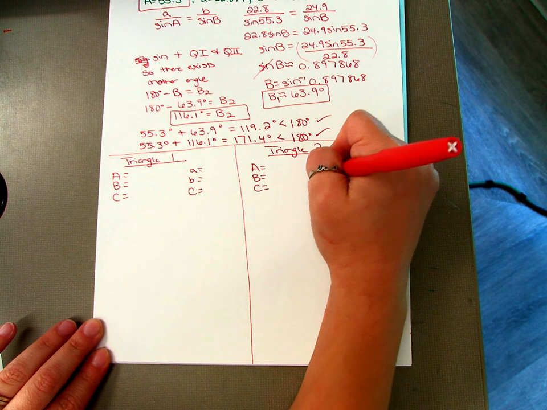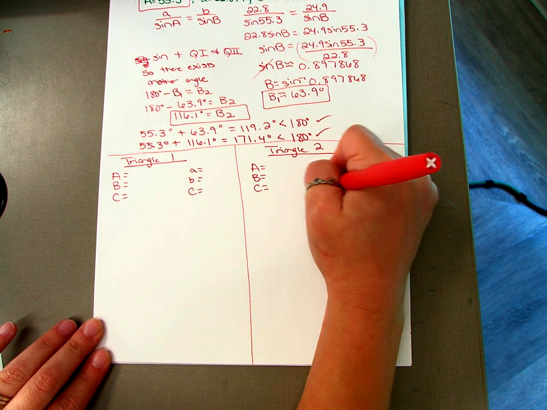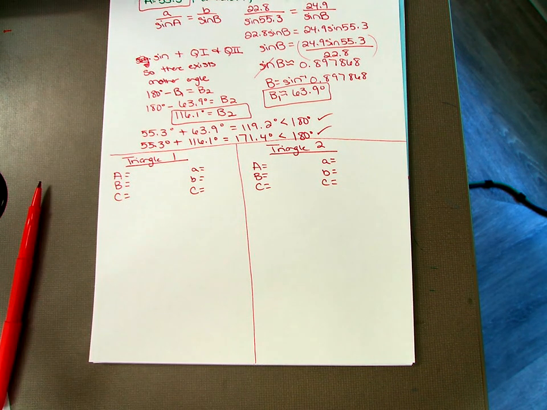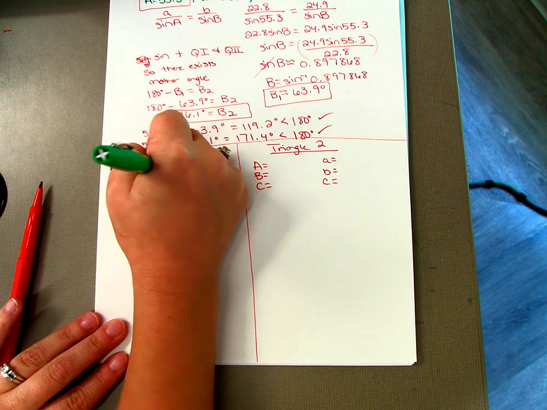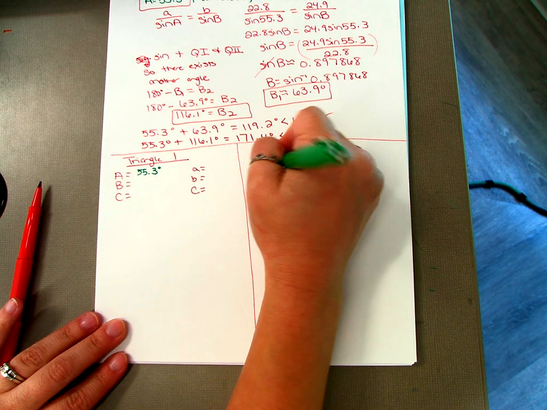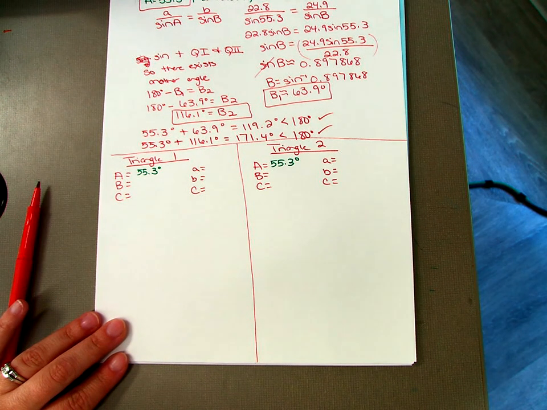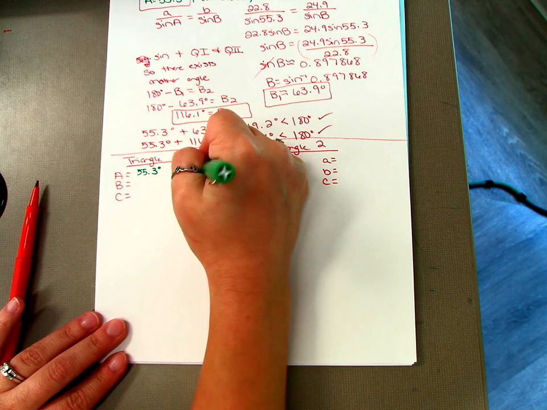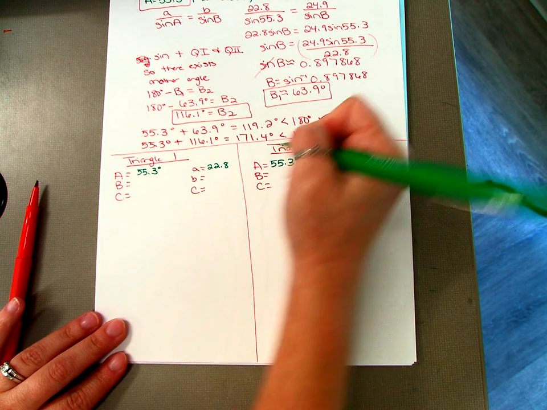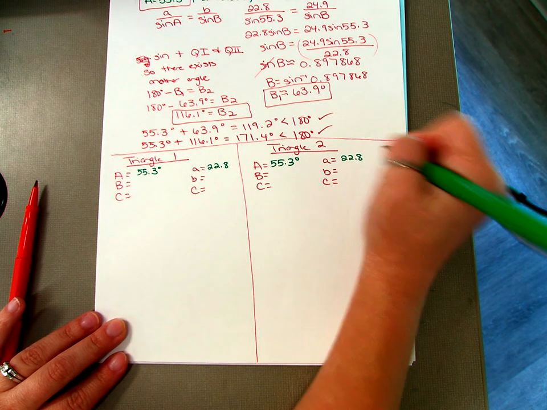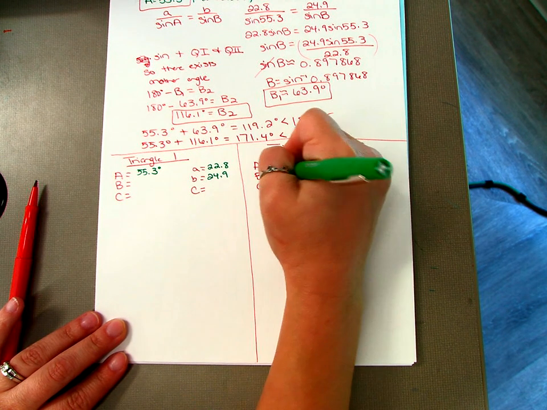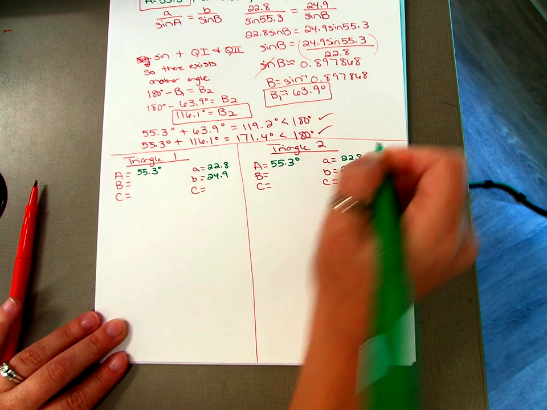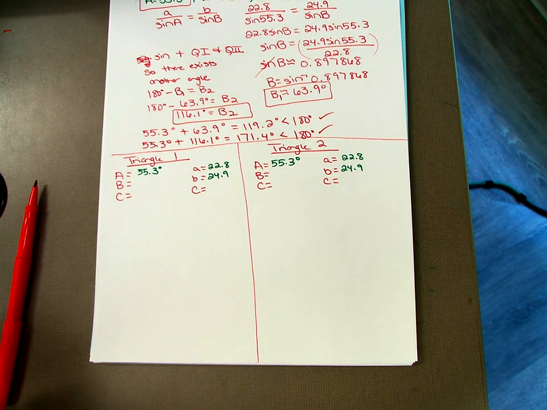And we already know some of this information. Some of it's given to us at the very beginning of the problem. Like angle A is 55.3 degrees. Side A is 22.8. And side B is 24.9. So for each of our triangles, we're going to have to come up with the other information.